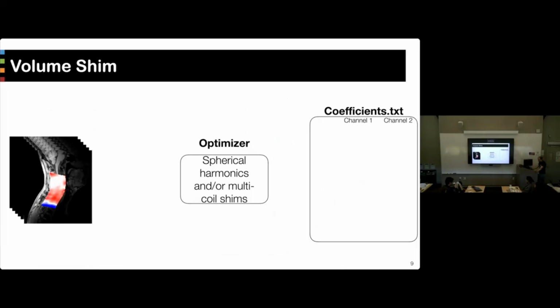So what are the different techniques that we can use? We have volume shim. This is probably the most, well, it is the most basic shim possible that we can have. That's what your scanner does.